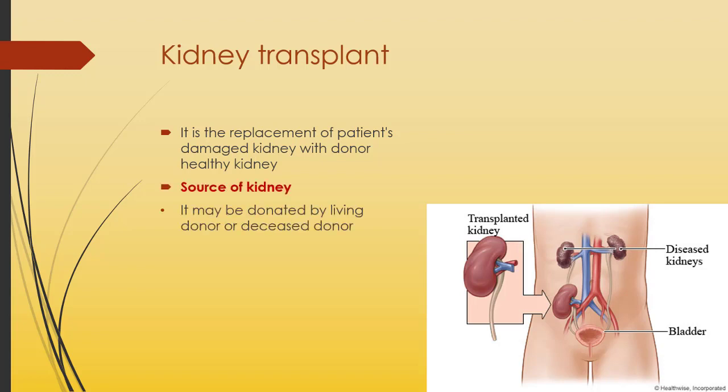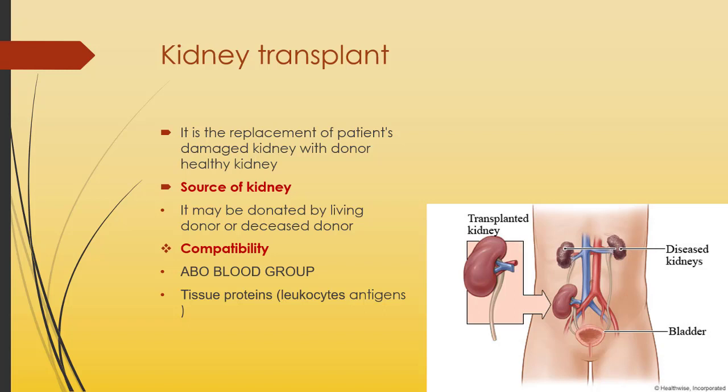And the next one, source of kidney. It may be donated by living donor or deceased donor. Deceased donor means recently dead body, recently dead patient. The donor may or may not be a relative of the patient. Compatibility. Before transplant, ABO blood group and tissue proteins, leukocytes, antigens are matched. These tests are required for kidney transplant.